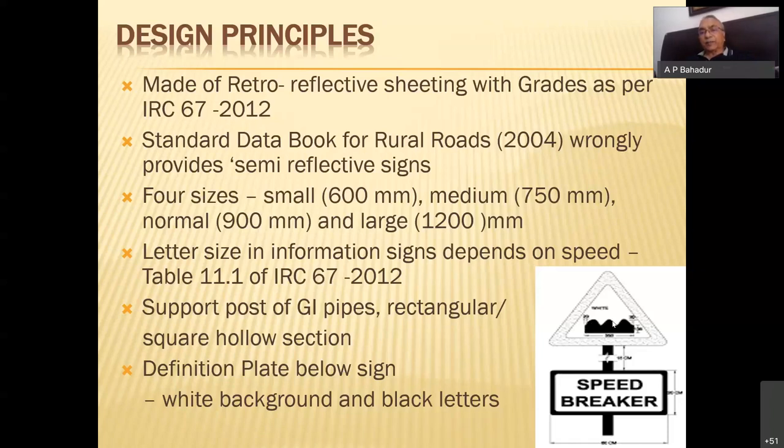If you want to say speed breaker, provide it on a definition plate at the bottom of the sign, in the shape of a rectangle, and say speed breaker. You can also write 100 meter ahead, or whatever. So if you want to write anything on the sign, always do it on a definition plate, never on the sign itself. Don't think that only providing this serves the purpose.